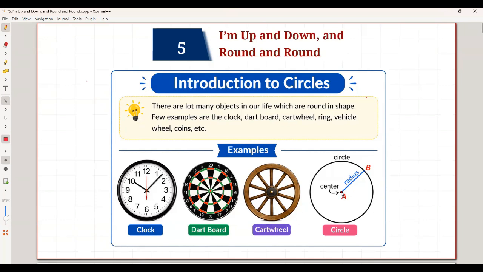The circle will have a center point. The fixed point is called the center, and the fixed distance is called the radius. The radius of the circle will be equal everywhere. Wherever you draw the radius, it will be equal in length. So the fixed point is called the center and the fixed distance is the radius.